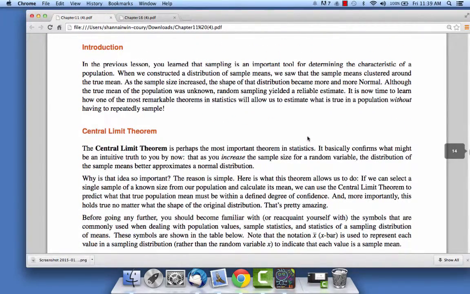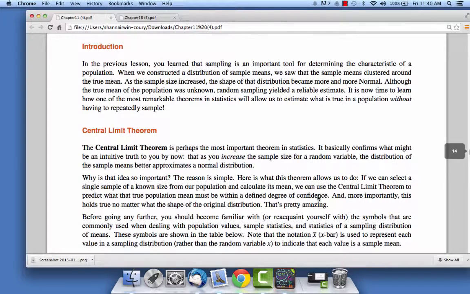Okay, I'm going to pause and save. Okay, so the central limit theorem says as you increase the sample size, the closer to normal the distribution of the sample means gets. So the more people per sample, the more it looks like a normal distribution when you plot all the means.